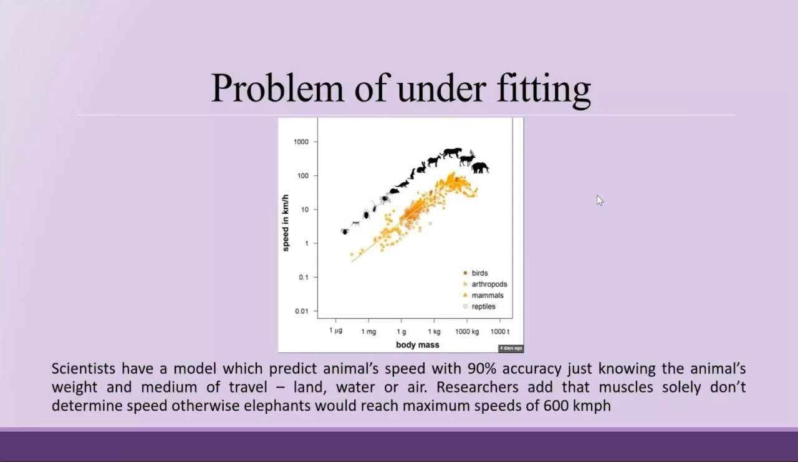The second problem is underfitting. If we go according to body mass and running speed, then possibly, with the weight, all these creatures are able to run faster. But if we go with this curve, then the elephants should be running fastest, but that is not the case. So this is the problem of underfitting.